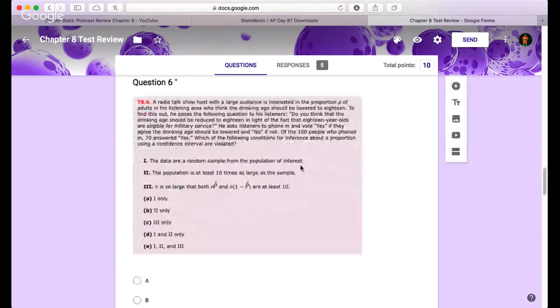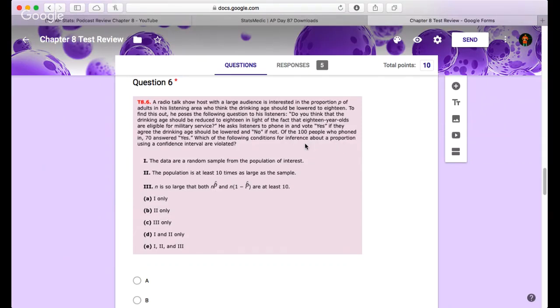Oh, these are always fun. The 1, 2, or 3. A radio talk show host with a large audience is interested in the proportion of adults in his listening area who think the drinking age should be lowered to 18. To find this out, he poses the following question to his listeners: Do you think that the drinking age should be reduced to 18? Okay, so of the 100 people who phoned in, 70 answered yes. That's a key for proportion, right? Plus it says it.